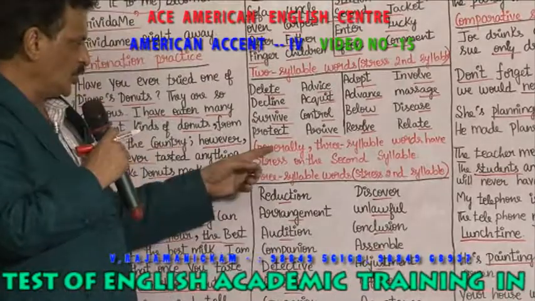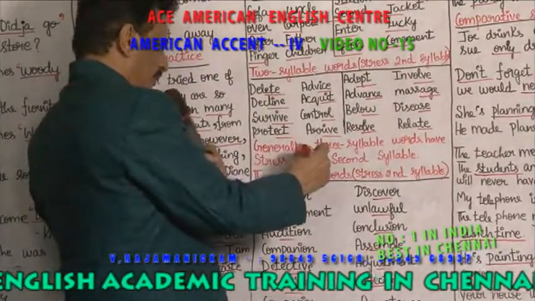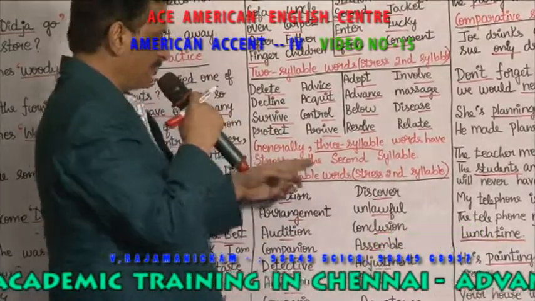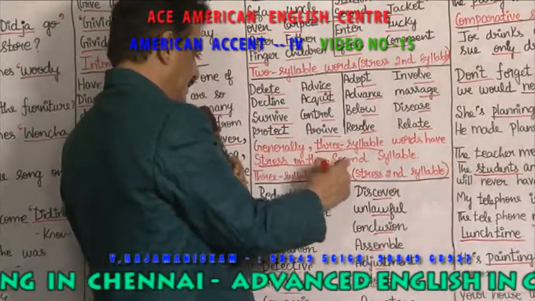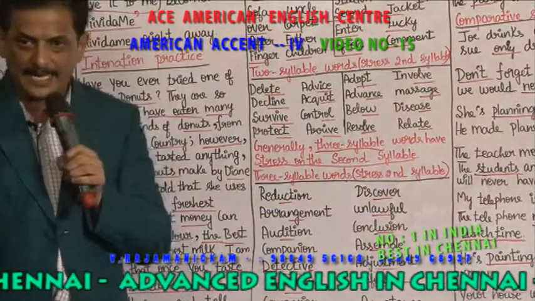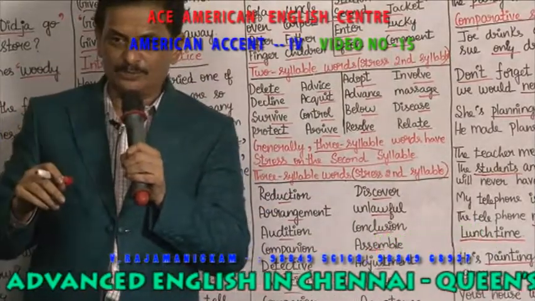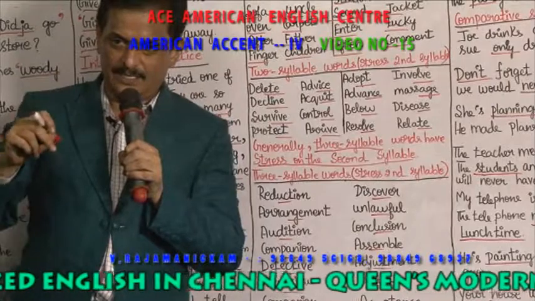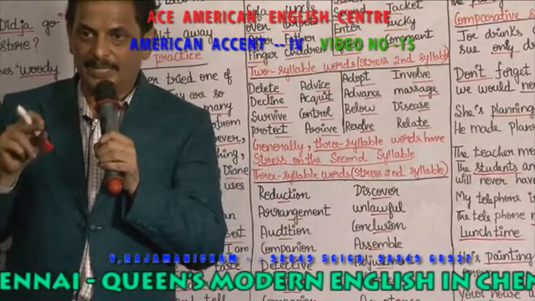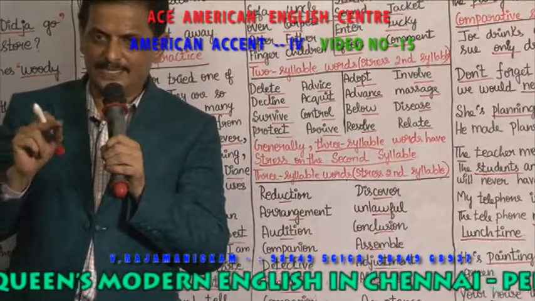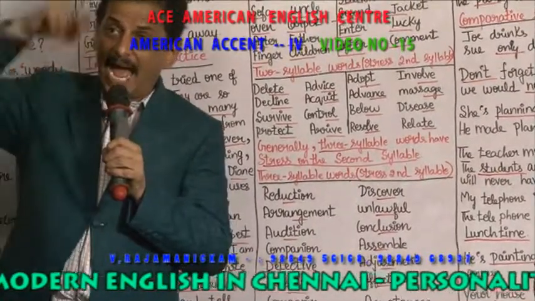Right, sir? Now, generally, if you go for three syllable words, have stress on second syllable. Three syllable words, stress on the second syllable. So, ga, ga, ga, the second syllable should be stressed. Equal stressing, three syllable. But when you go for three syllable, second syllable is to be stressed. Ga, ga, ga.